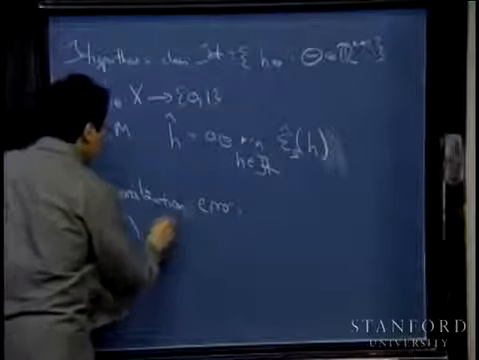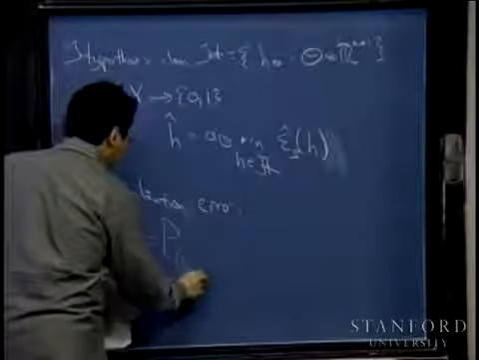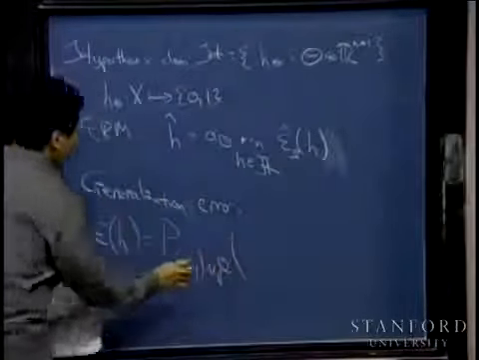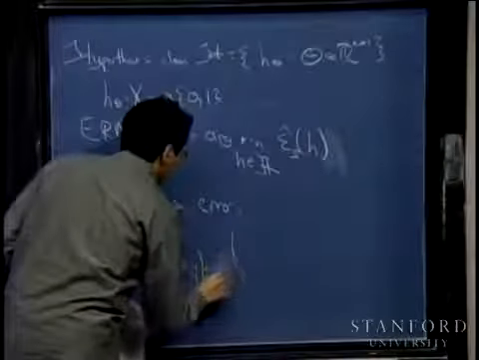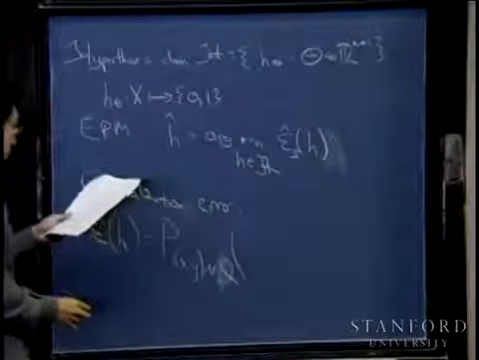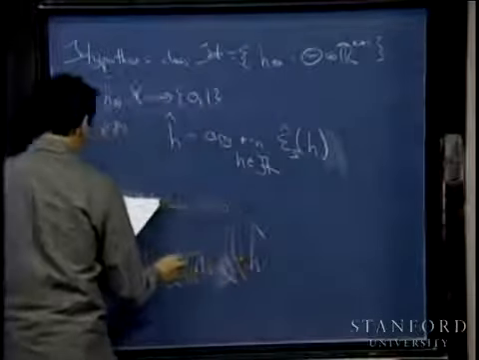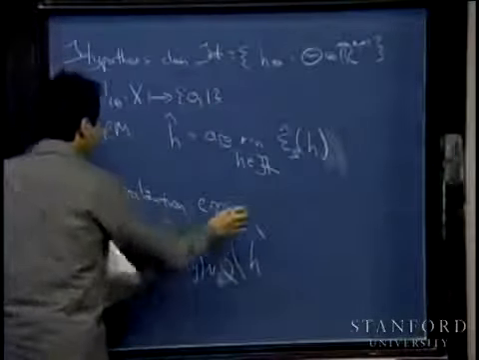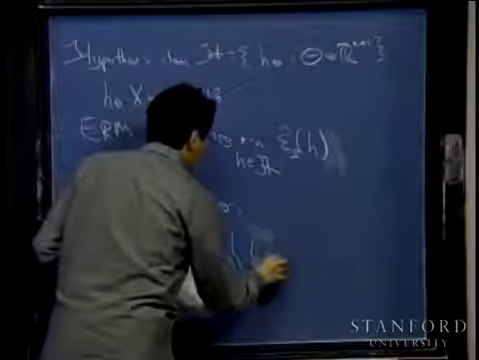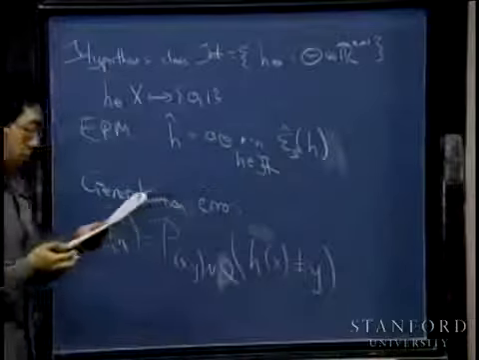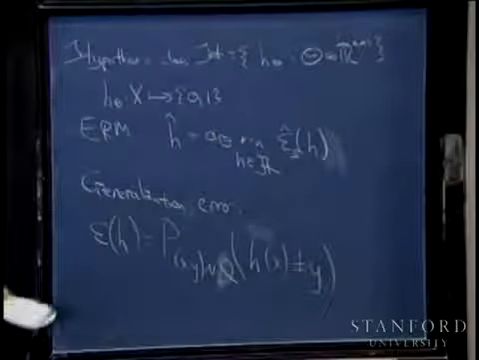And this is defined as the probability that if I sample a new example, x comma y, from that distribution script D, my hypothesis mislabels that example.